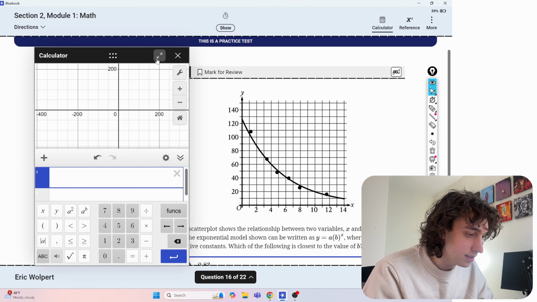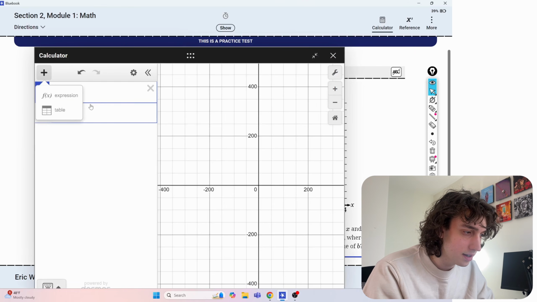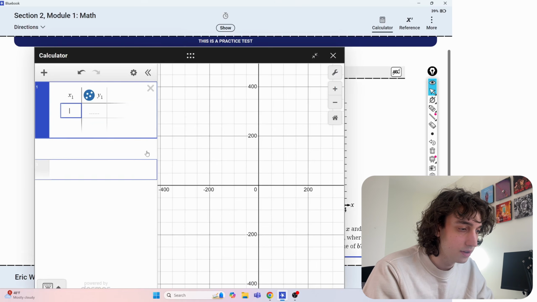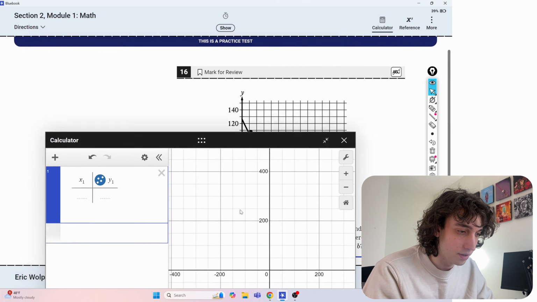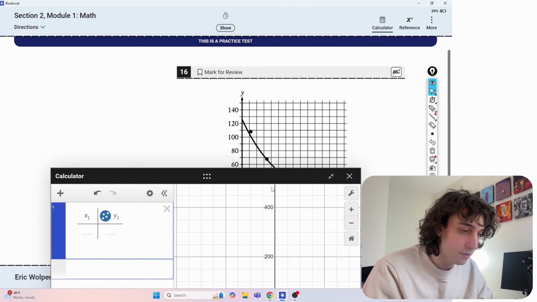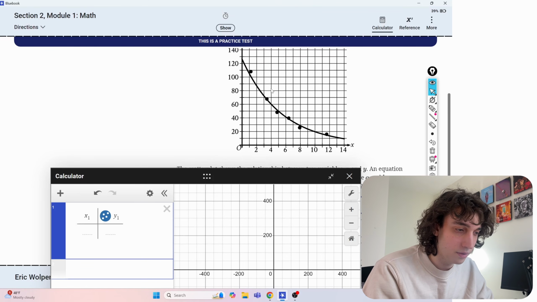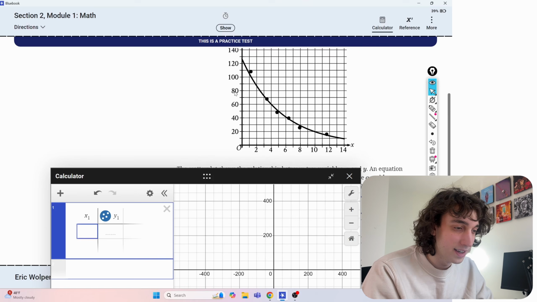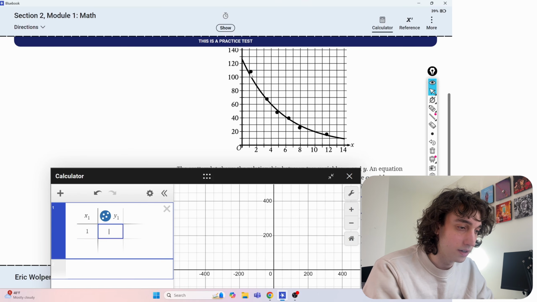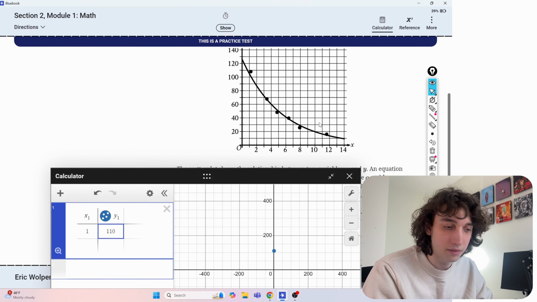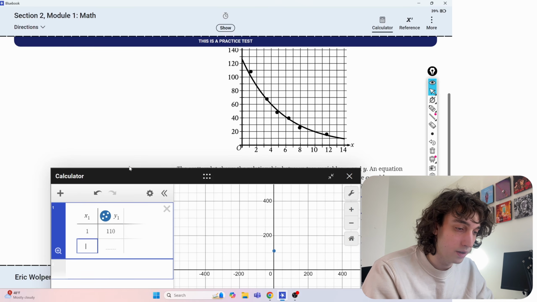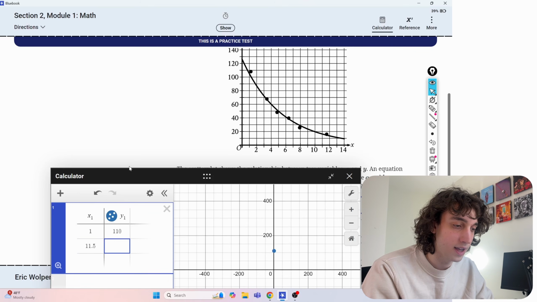I can go into Desmos, and I can click on this plus button and add a table. And then within the table, I can put some of these points. Now, we're not given the points exactly, but we're given kind of the points. I can pick this point. This point looks like roughly 1, 110. Not exact, but it's okay for this purpose. And then down here, on the most other extreme end, we have the point, let's say 11.5 and maybe like 15.